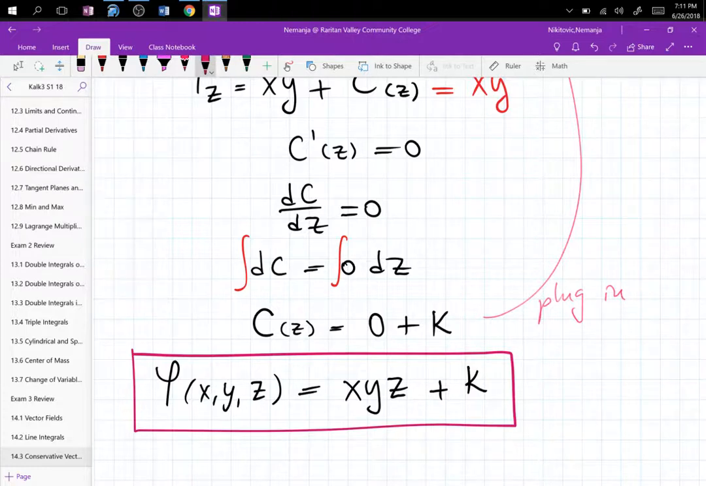So now we have to write that down. The line integral on a closed curve is going to be 0, right? The line integral on a closed curve is going to be 0.